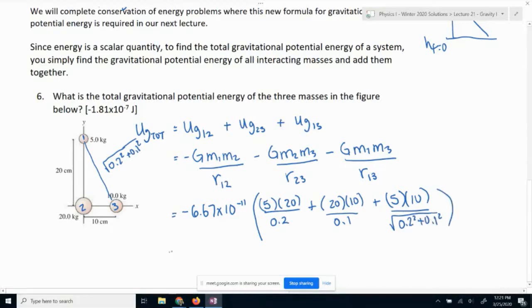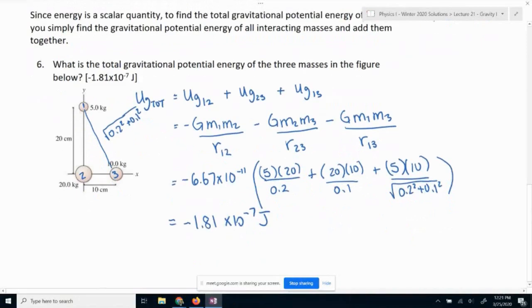And then when I type all that up, I should get the final answer, negative 1.81 times 10 to the negative 7 joules. Okay, so that's how you'd find the total gravitational potential energy of the three masses.